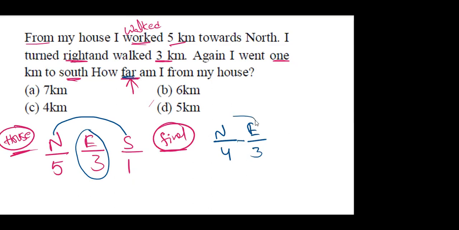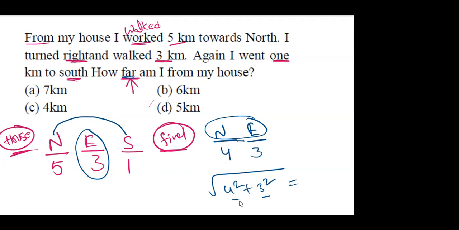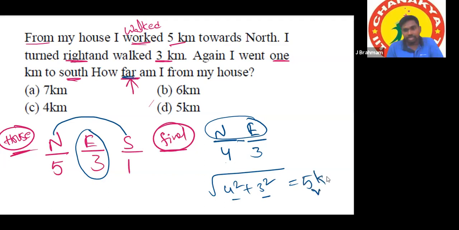That's all. The direction is towards northeast, but he's asking for the distance. That's why we have to use this: under root of 4 square plus 3 square. How much? 16 plus 9 is 25. The square root of 25 is 5. That's all. 5 kilometers is the answer.